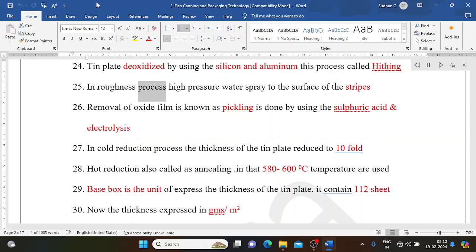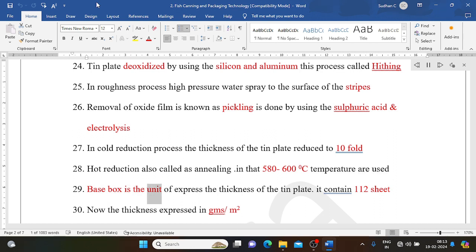In the roughing process, high pressure water is sprayed onto the surface of the strips. Removal of oxide film is known as pickling, done using sulfuric acid and electrolysis. In the cold reduction process, the thickness of the tin plate is reduced tenfold. Hot reduction, also called annealing, uses a temperature of 580-600 C.